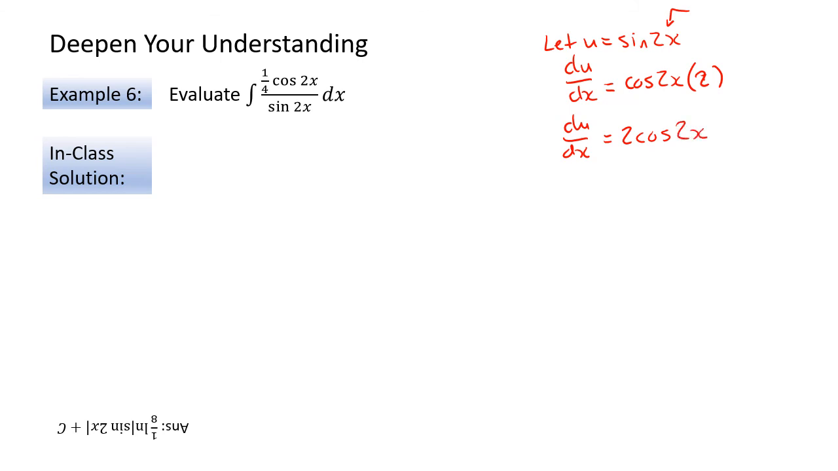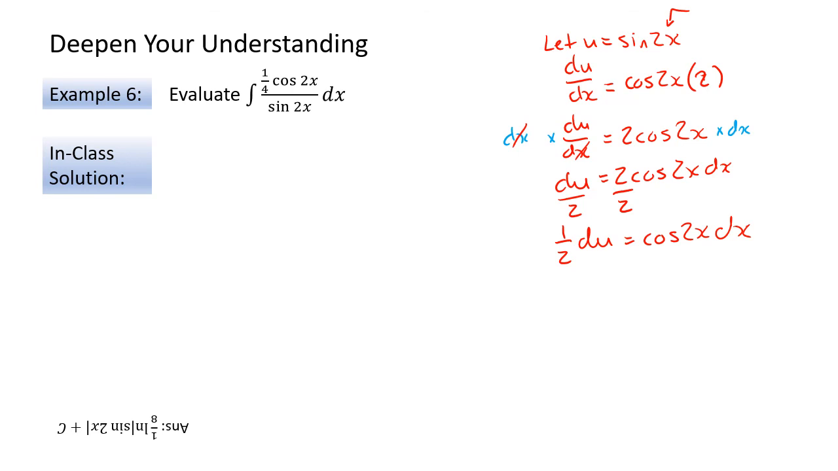Now, solving for just cosine of 2x, I can do either option first. In this case, first, I'm going to move the dx. So multiply both sides by dx. On the left side, they'll cancel. So du is now 2 times cosine of 2x dx. So I only want to substitute in for this piece, meaning that I need to move this 2 to the other side. So dividing both sides by 2, we get 1 over 2 du is equal to cosine 2x dx.